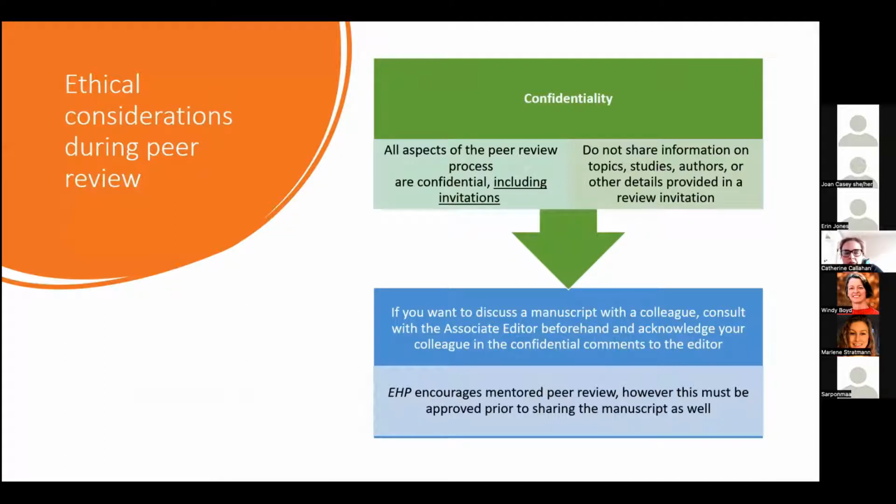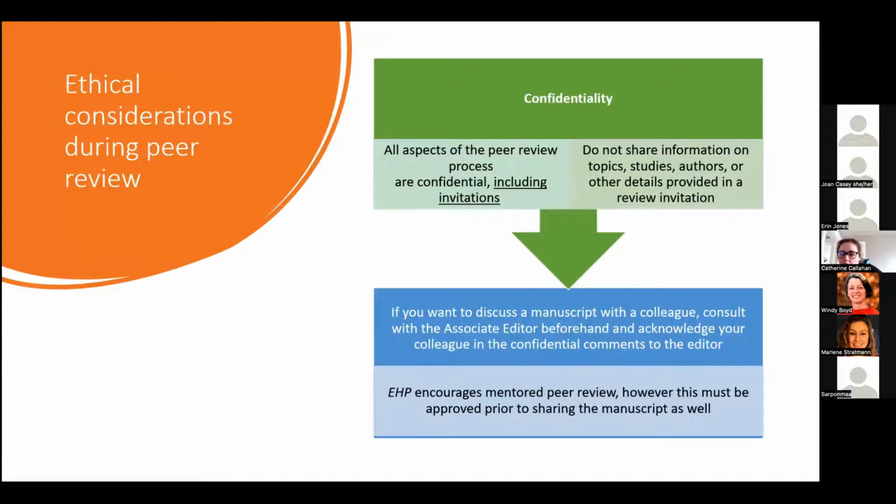Another ethical consideration before and during the peer review process is confidentiality. So all aspects of the peer review process are confidential, including invitations. So even if you don't accept an invitation to review a manuscript, you should still treat that as confidential and don't share information on topics, studies, authors, or other details.